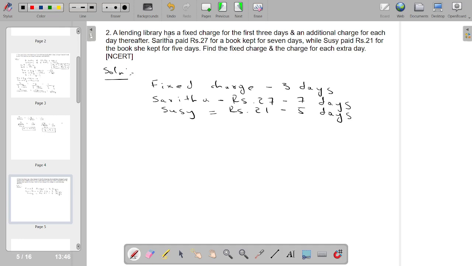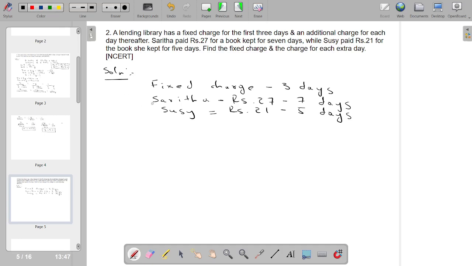So now we have to find a fixed charge. We don't know what the fixed charge actually is, and the charge for each extra day. How much they are charging for each additional day, that we don't know. With that we have to frame the equations and solve them.